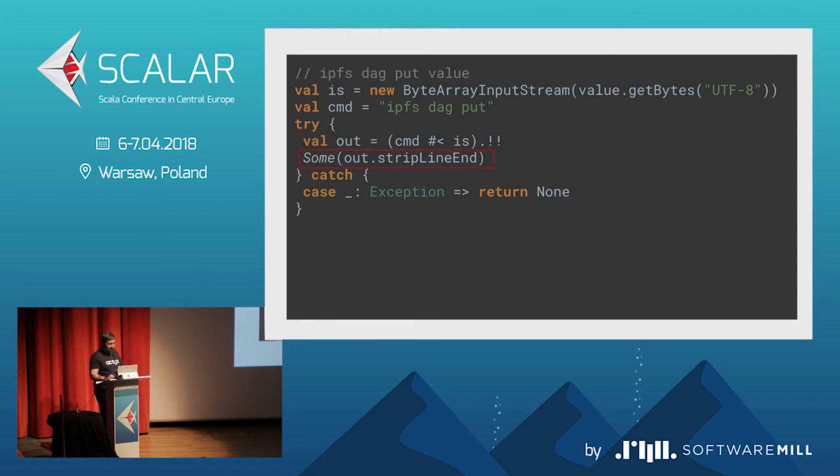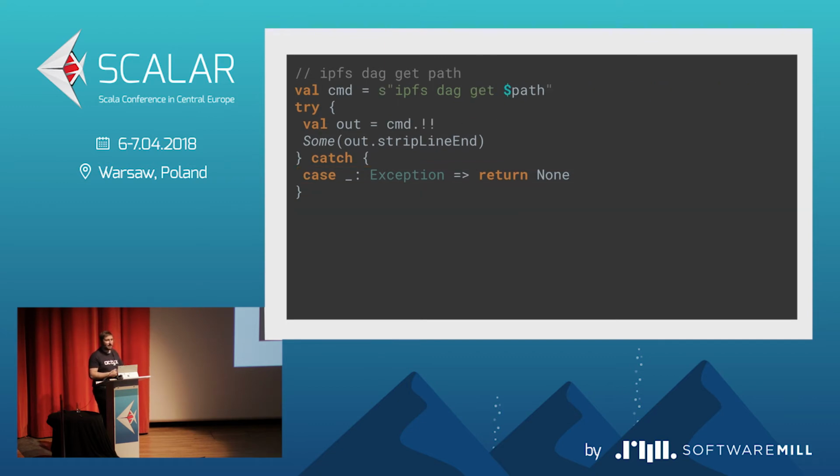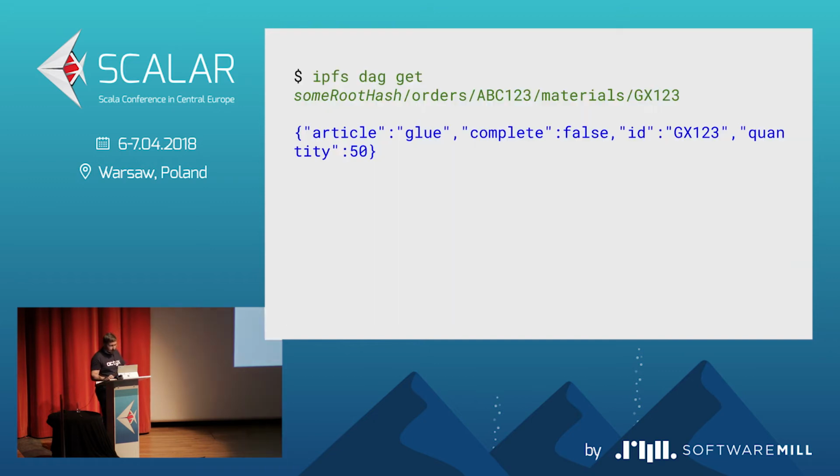What about the returning value? I just return Some if it's OK, and None if it's not. You can bring whatever construction you want. You can bring either, validation, null, whichever library you like. I think John Petty a couple of years ago showed a library where you just plug in the monad functor that you would like to be returned, and that's it. And this is getting. From the DAG, you just say IPFS dag get path, and whatever the contents are, you just return them wrapped in a Some.